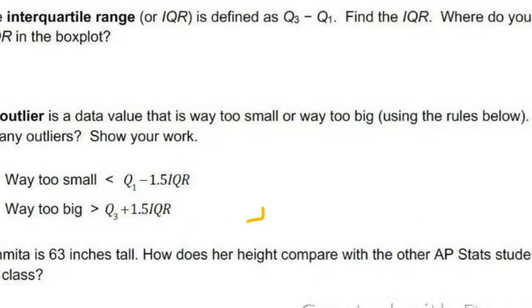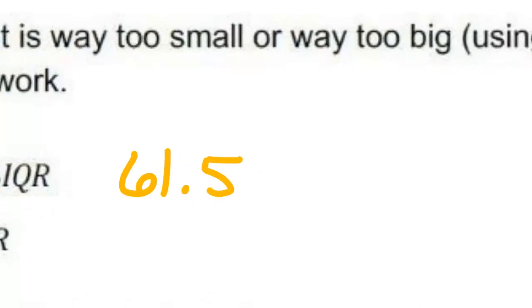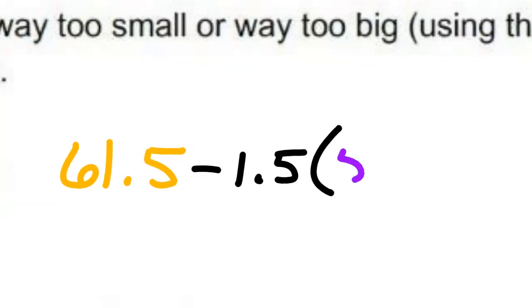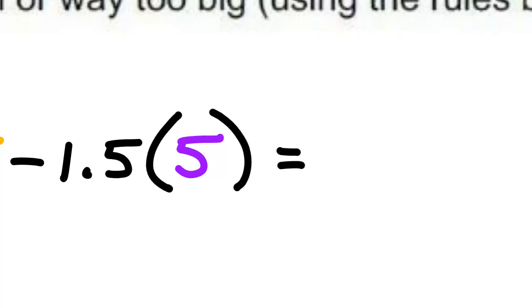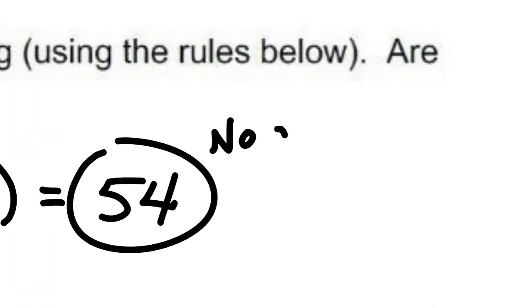What was our Q1 again? 61.5 minus 1.5 times, what did we say our IQR was? 5. Pop that in your calculator for me. 61.5 minus 1.5 times 5. What do we get? 54. Were any of our data values that were collected smaller than 54? No. No data is smaller than this.